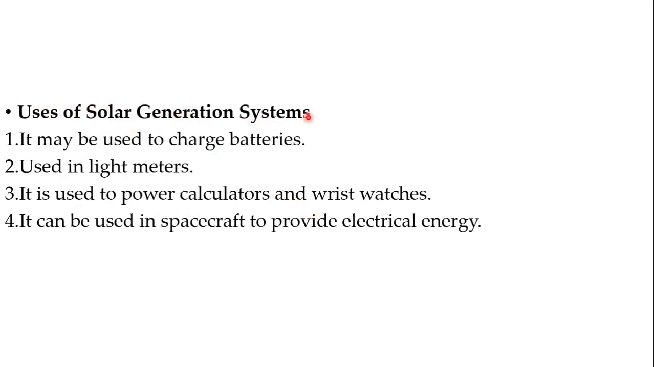Uses of solar generation system. First, it may be used to charge batteries used in light meters. Second, it is used to power calculators and wrist watches. And fourth, it can be used in a spacecraft to provide electrical energy.